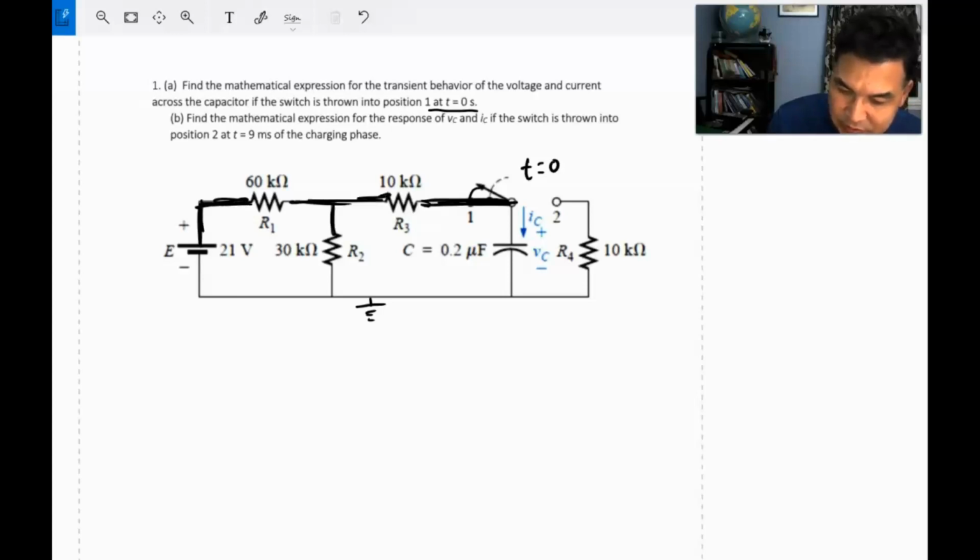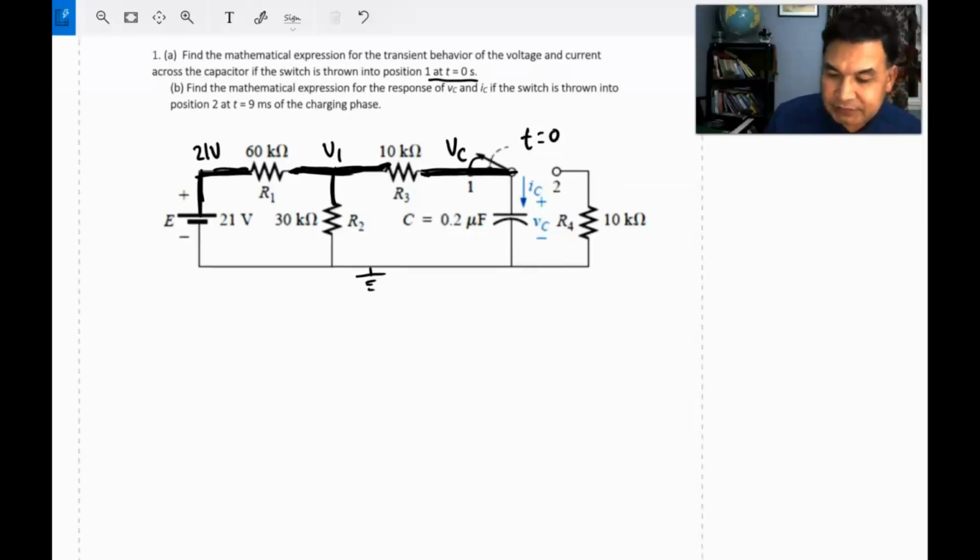You have several nodes like this. This is one node, this is another node. Let's call this V1, and let's call this VC, because this node is at the voltage across the capacitor. And this is at 21 volts with respect to ground. Then we can first set up our differential equation. It will be a first order differential equation, and then write down the solutions. I'm going to use nodal analysis to set up the differential equation.